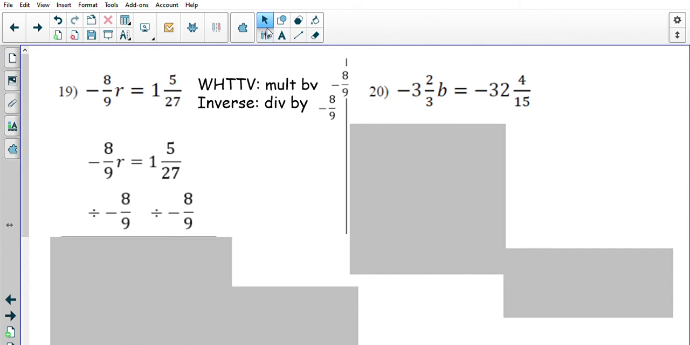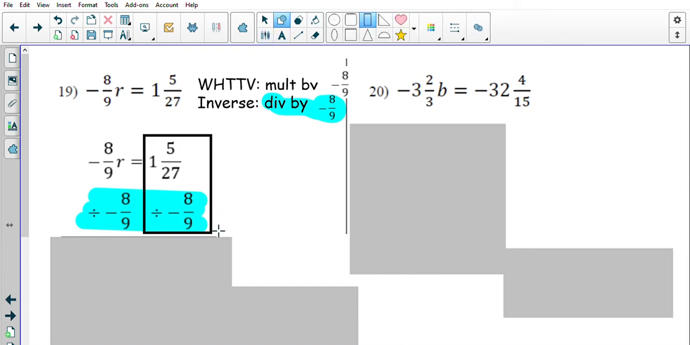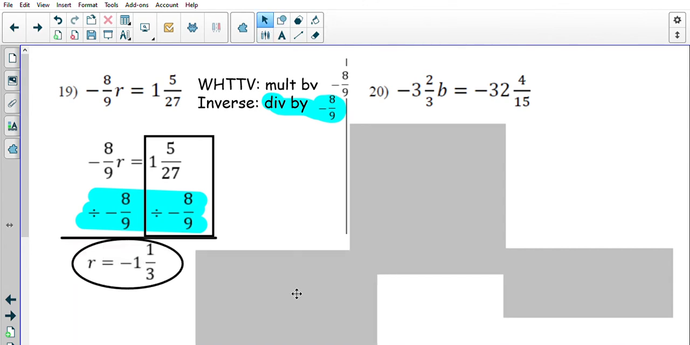Now, I will stress to you that next year you might also learn that dividing by -8/9 is the same as multiplying by -9/8, multiplying both sides by the reciprocal. You may have thought of that last year as a keep, change, flip kind of situation. Since we're using our calculators though, we can just plug into our calculators. Let me go ahead and box this in. 1 and 5/27 divided by -8/9. So I'm going to plug that into my calculator as well. And we should get -1 1/3 for r. If you're not getting that, if your calculator's getting you -4/3, check in with me.